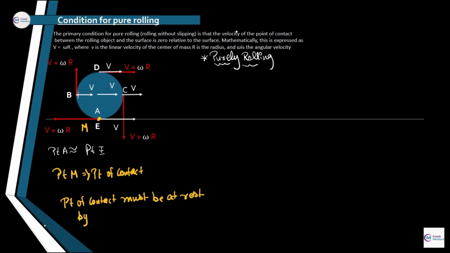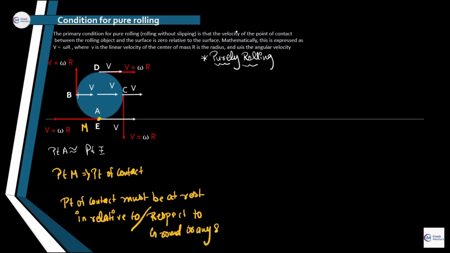This is the condition which I am talking about, the condition for pure rolling. Pure rolling is nothing but when the point of contact is at rest relative to, or with respect to, the surface on which it is rolling. I mentioned a very clear statement right here, and it is very easy.